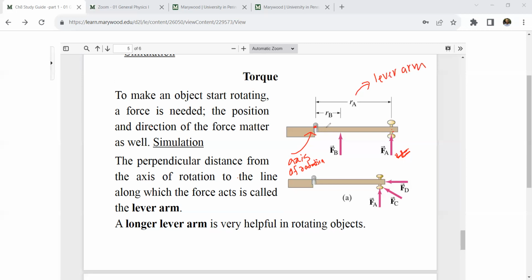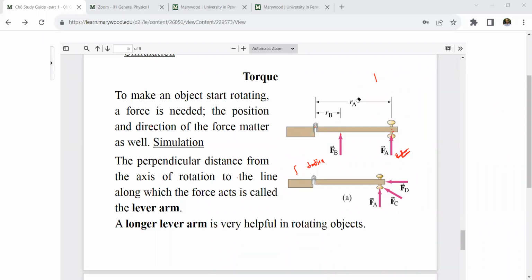For this force we call this the lever arm. For this force we call this the lever arm. So the lever arm here in the first picture is RA or RB, and we see that when the lever arm is RA, we can easily or efficiently open the door, right?